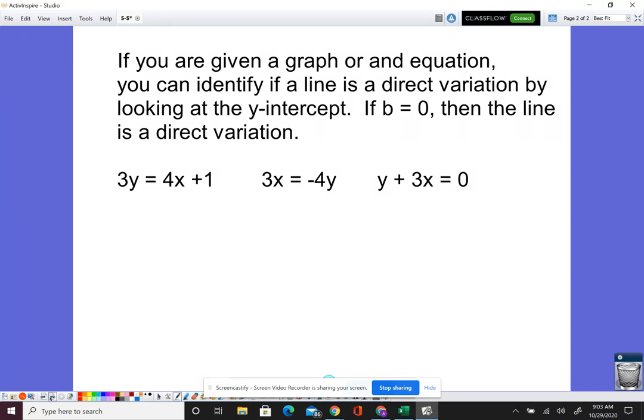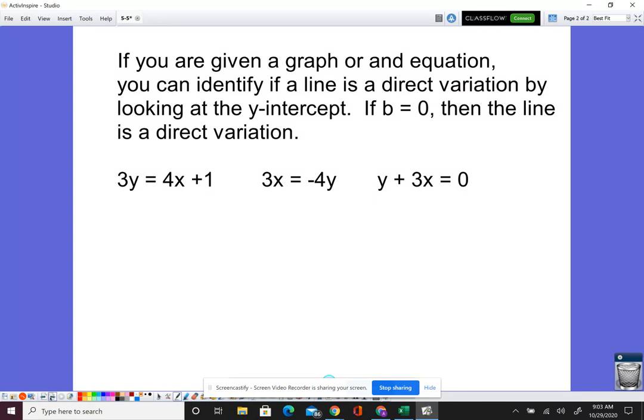If you're given a graph or an equation, you can identify if a line is a direct variation by looking at the y-intercept. So if b is 0, then the line is a direct variation. First, you have to know that you have a line. And second, then you're going to check the y-intercept.